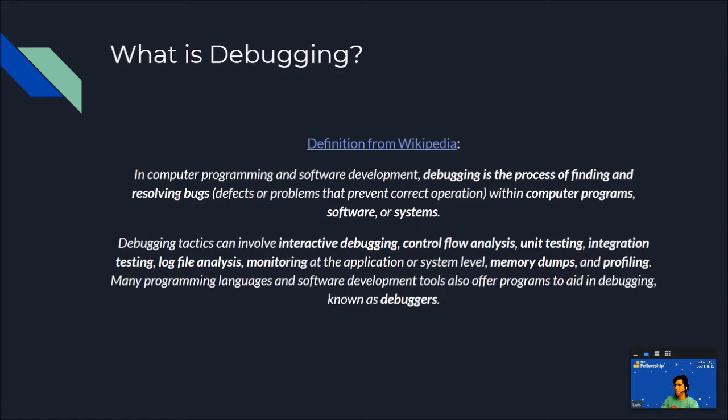The formal definition, from Wikipedia: in computer programming and software development, debugging is the process of finding and resolving bugs, aka defects or problems that prevent correct operation within computer programs, software, or systems. Debugging tactics can involve interactive debugging, which we'll cover, control flow analysis, unit testing, integration testing, log file analysis, monitoring at the application or system level, memory dumps, and profiling. That's a long laundry list of things available to you for debugging. Many programming languages and software development tools also offer programs to aid in debugging, known as debuggers.